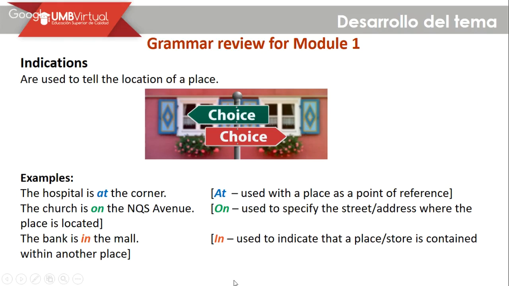El in indica que un lugar está dentro de otro o que las personas están dentro de ese lugar, para evitar la redundancia. The bank is in the mall. Decimos, ese banco está ubicado dentro del centro comercial. Or my family is in my home. Is in my house. Están dentro de mi casa.